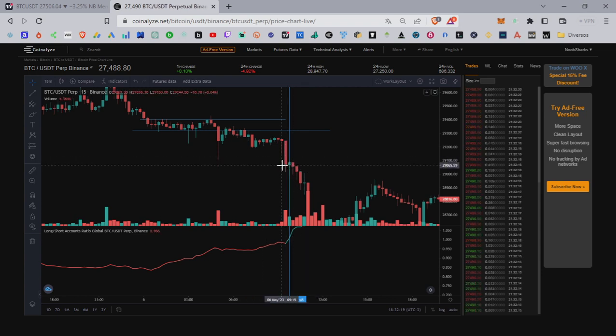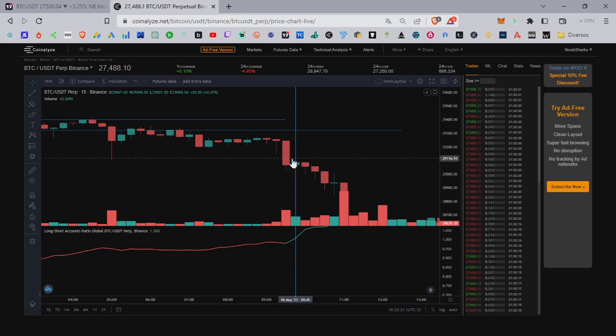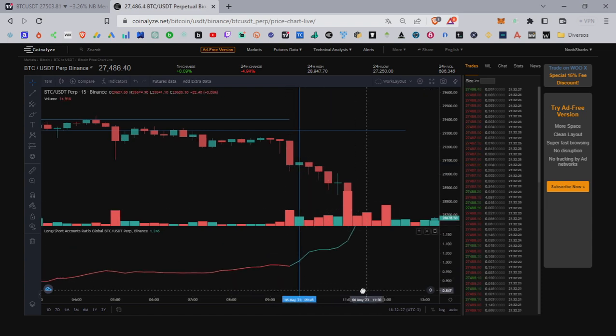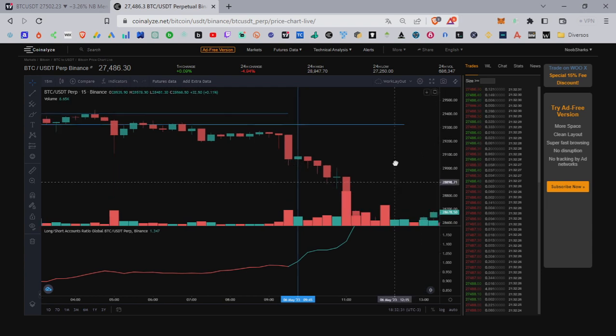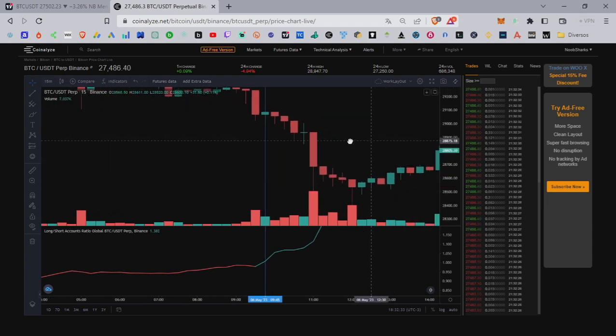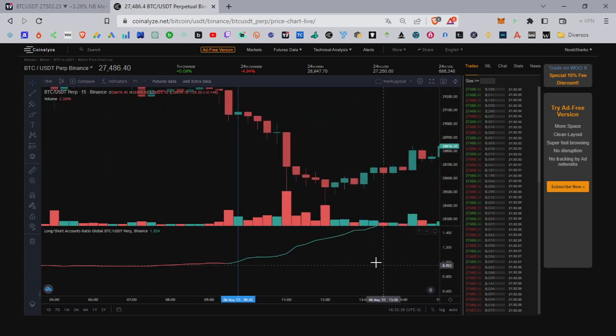I'm looking at a lower time frame, for example, and I'm looking here as if it is a flag, a continuation, like I told you, and you see the long short ratio going like this, then the magic happens. You have another true breakout, right? You have another true breakout.